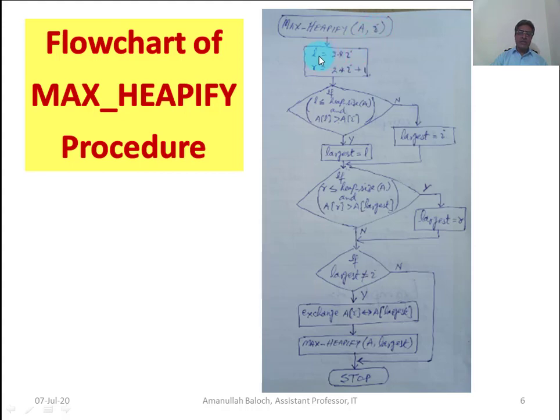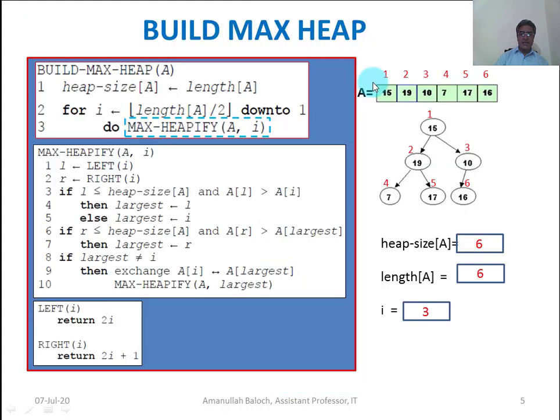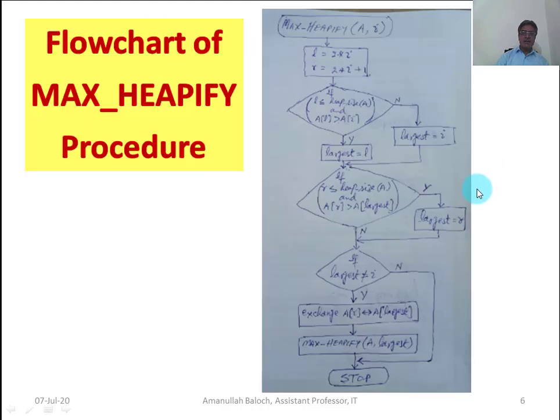3 into 2 is equal to 6, L is 6, and 3 into 2 plus 1 is equal to 7, R is equal to 7. Because there is no index number 7, there is no right child of the node at index number 3. You may see it here that 3 has no right child because there is no index 7. So when the algorithm generates the index 7 for the right child, it will skip this child because it does not exist. It will only check the left child.